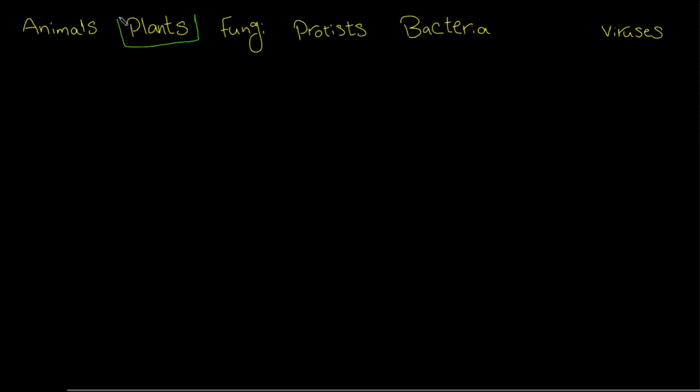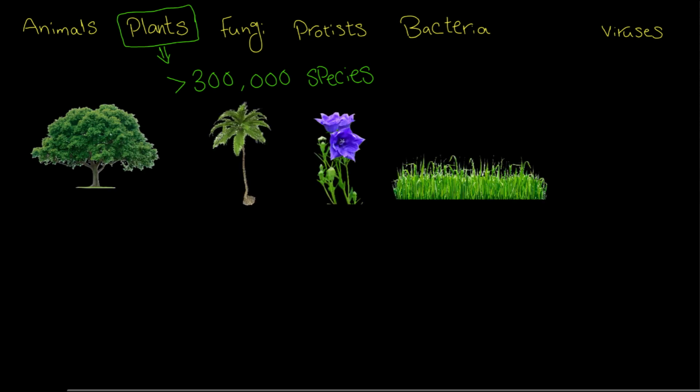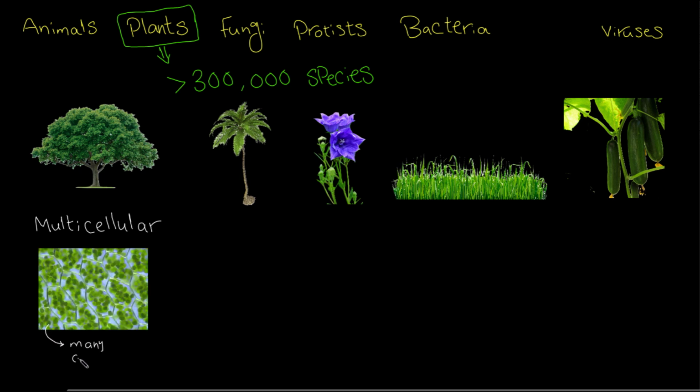Now let's move to plants. You know much about this kingdom as well, and it includes more than 300,000 species, ranging between trees, palms, flowers, grass, vegetables, and so on. Plants are multicellular as well. That means they are made up of many different cells.